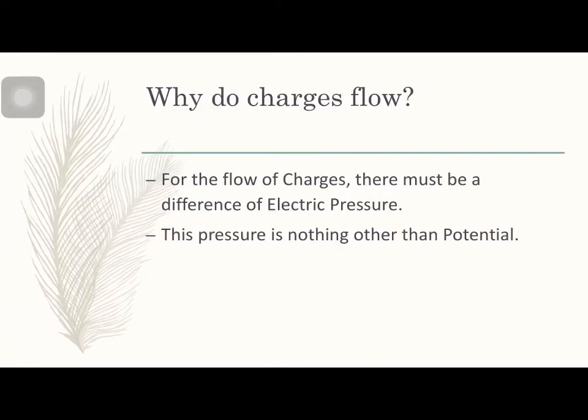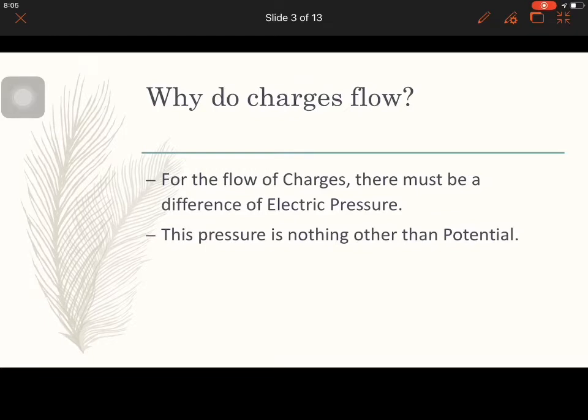So the last question that I asked in the last video was, why do charges flow? So now we have the answer: for charges to flow there must be a difference in electric pressure, or in other words, there must be a gradient of electric pressure, and that gradient of electric pressure is nothing other than potential. So only because there is a potential difference between 2 points in a current carrying conductor, charges flow from one point to the other.